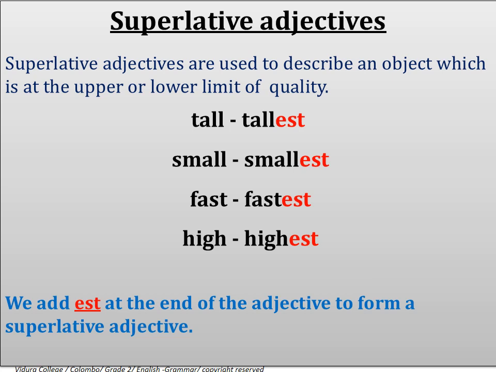Now, it's time for us to learn about superlative adjectives. Superlative adjectives are used to describe an object which is at the upper or lower limit of its quality. We add "est" at the end of the adjective to form a superlative adjective. Now, look at those examples given above.